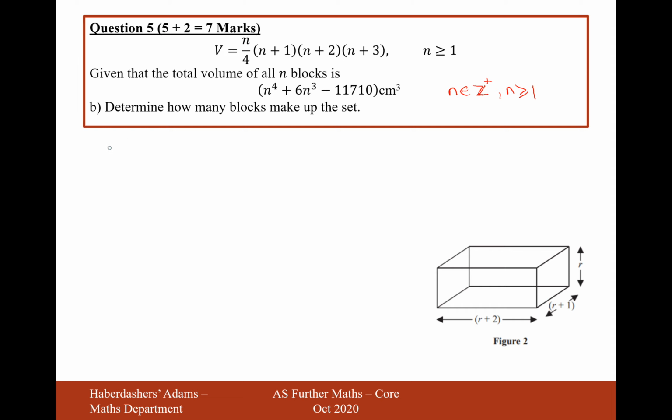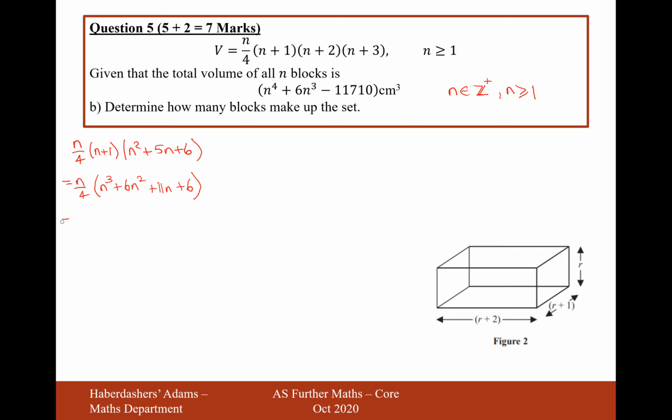So what we'll do then is, on this expression here, expand the brackets. Given that the total number of blocks n is equal to this, we'll expand the brackets, so n over 4, n plus 1, it was n squared plus 5n plus 6. Let's expand the brackets a little bit more, so n over 4, n cubed, and then it'll be 1n squared plus 5n squared, that's 6n squared. Then it's going to be 5n plus 6n, that's 11n, and then 6.